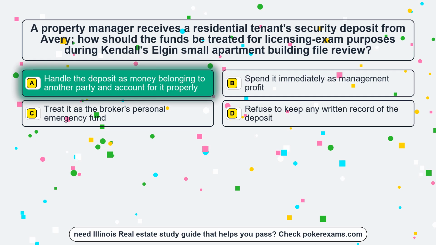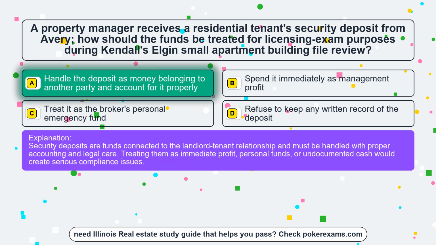The correct answer is option A. Handle the deposit as money belonging to another party and account for it properly. Security deposits are funds connected to the landlord-tenant relationship and must be handled with proper accounting and legal care. Treating them as immediate profit, personal funds, or undocumented cash would create serious compliance issues.